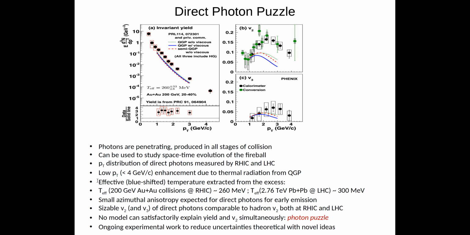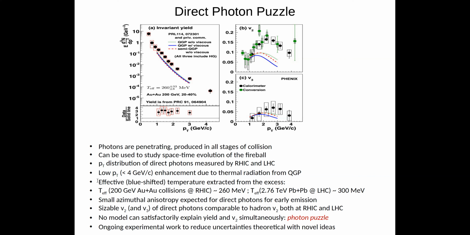So the T effective, which you directly extract from the pT spectra for 200 GeV gold-gold collisions, has a certain value, and at the LHC the value is higher, about 300 MeV. So this is the effective temperature from which you can calculate the actual temperature. But this temperature that we calculate is, because photons are emitted in all stages of the collision, basically an average over the space-time evolution of the fireball.